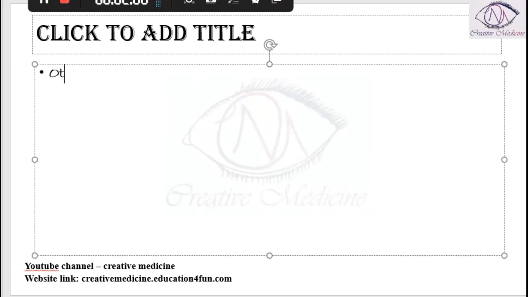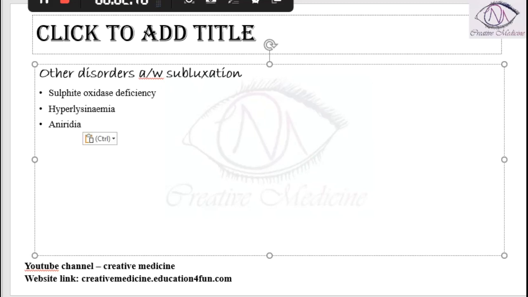Now, what are the other disorders which are associated with subluxation? Subluxation of the lens can also occur in sulfite oxidase deficiency, hyperlysinemia, and in aniridia. In all these conditions, subluxation of the lens is seen.